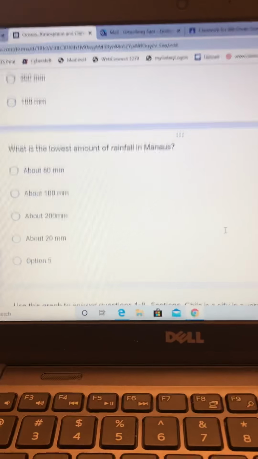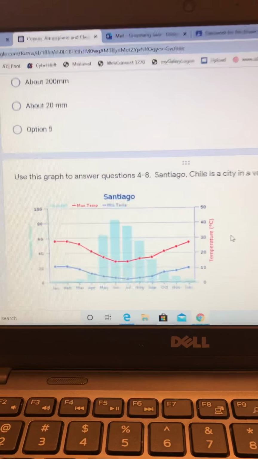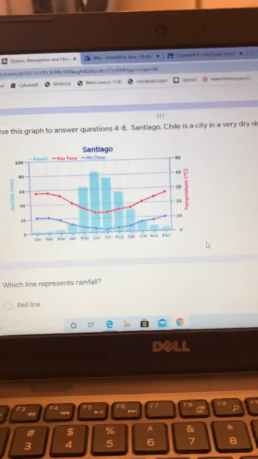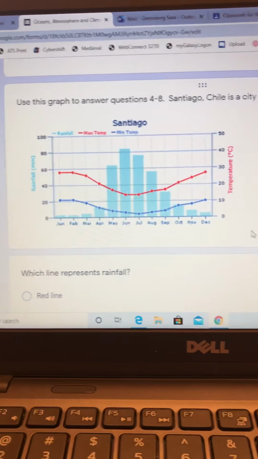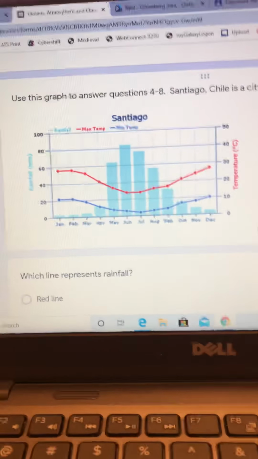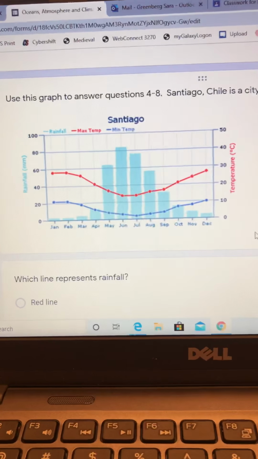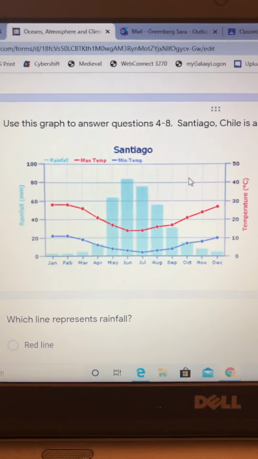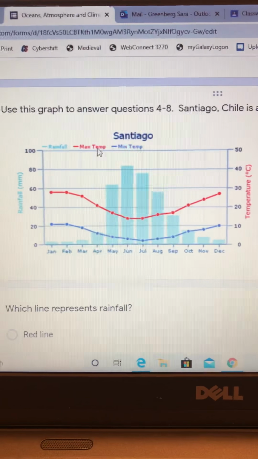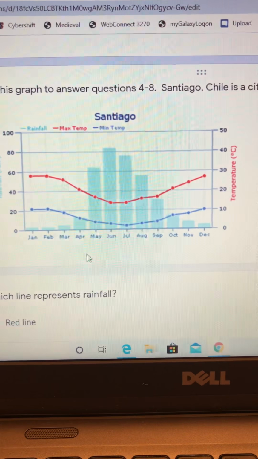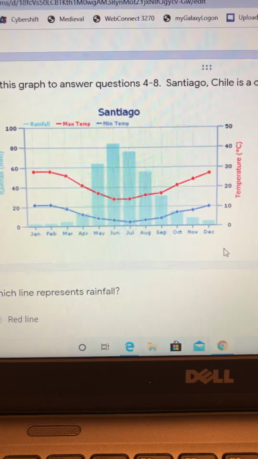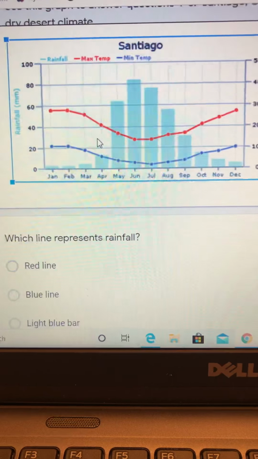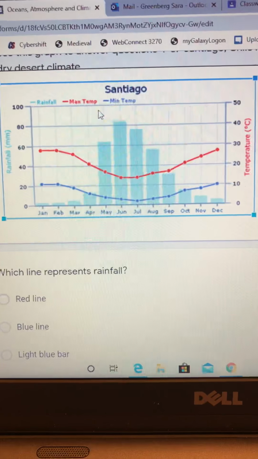The next part is not about Manaus, Brazil anymore. Now we're going to talk about Santiago, Chile. And if the graph is too small for you to see, you can hit Control+ on your keyboard and zoom in a little bit. Or if you're on a phone, there are ways for you to make that bigger. So this is a little bit more complicated. We're still talking about rainfall, but we're also talking about a couple of other variables here. The x-axis, we still have the months. We're still comparing months. But we're also looking at maximum and minimum temperature.